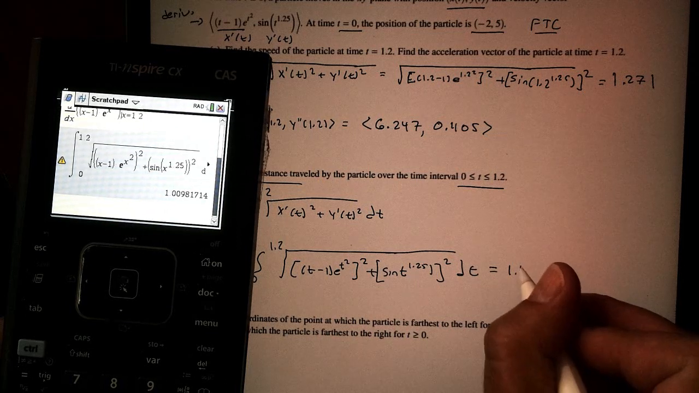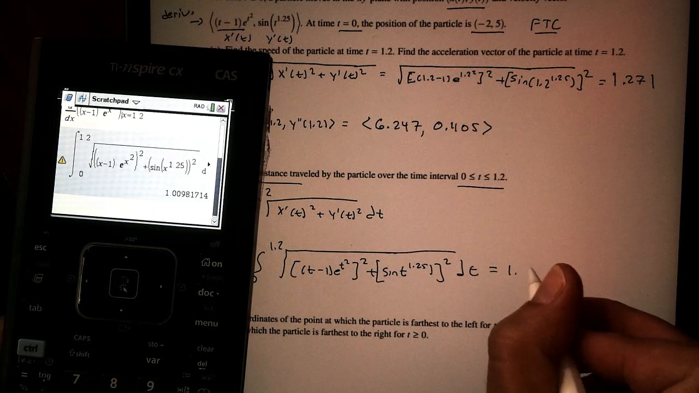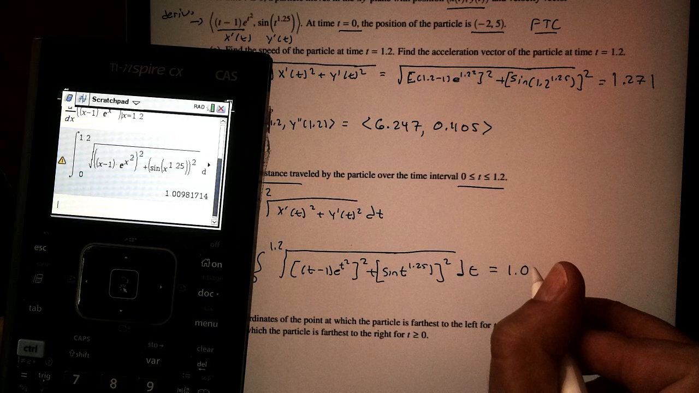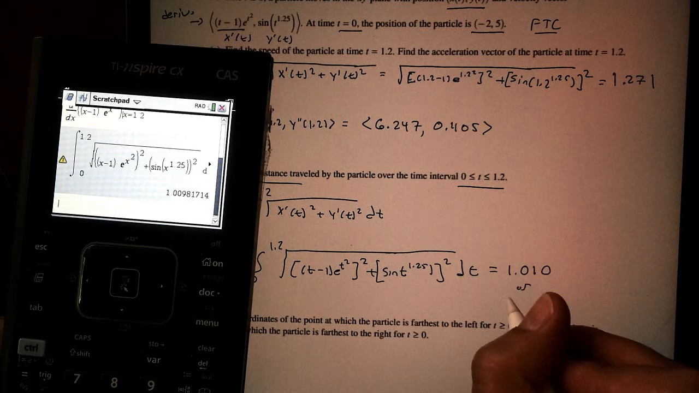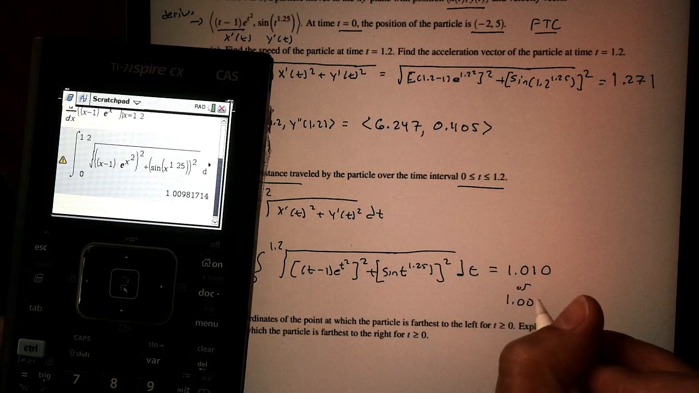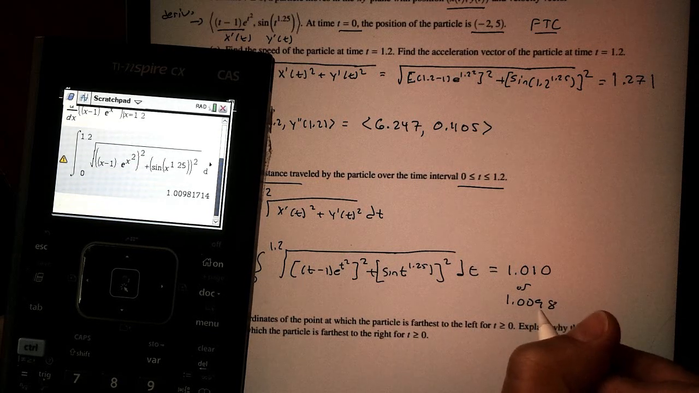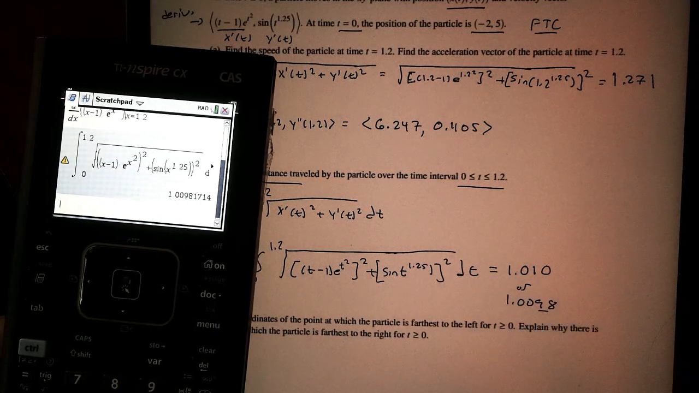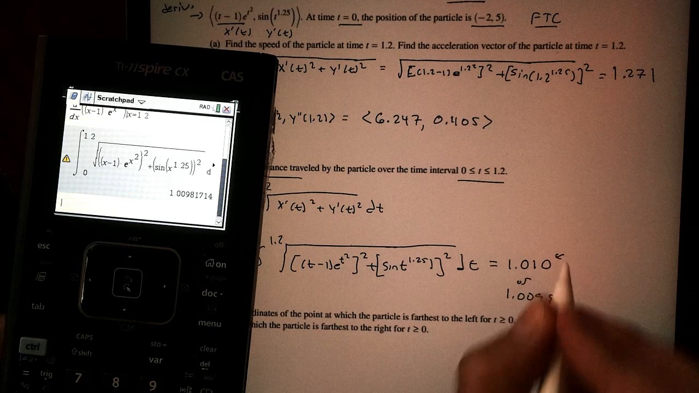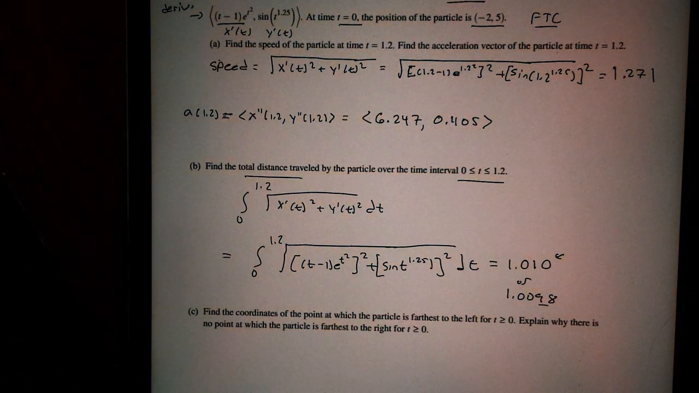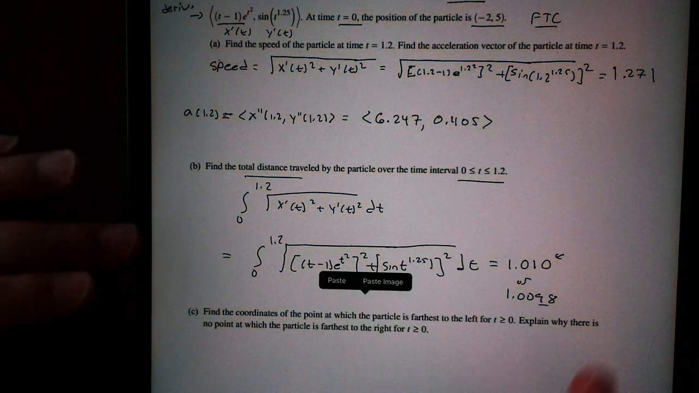And this becomes 1.010, going to 3 decimal places, or the AP might accept 1.0098. They tend to truncate at that 9 right there, but rounding is always good. This is probably worth 2 points, 1 for setup, 1 point for your answer.